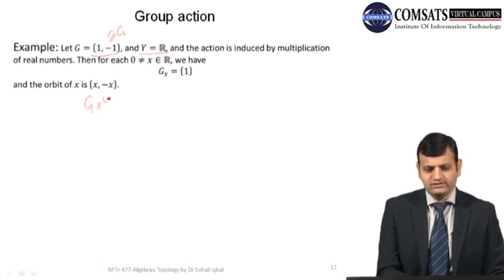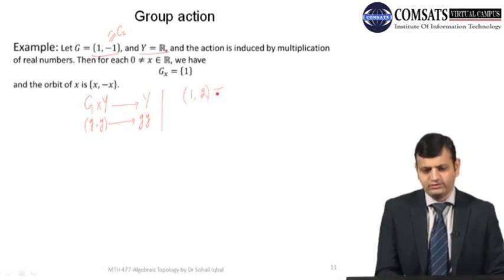So how do we define the action? G cross Y to Y. Take an element of G, take an element of Y, and we just multiply these two real numbers, so g times y. In particular, if I have 1 and the real number 2, then it will go to 2. Similarly, if I have the element -1 and the element 2 from this set Y, then the image is -2. So just multiply these two. That's what it means by multiplication of real numbers.